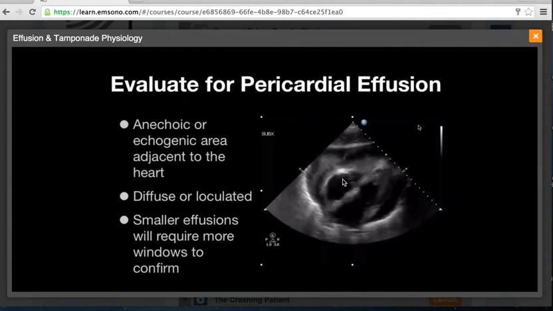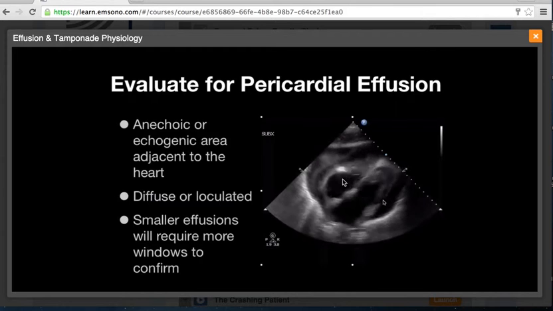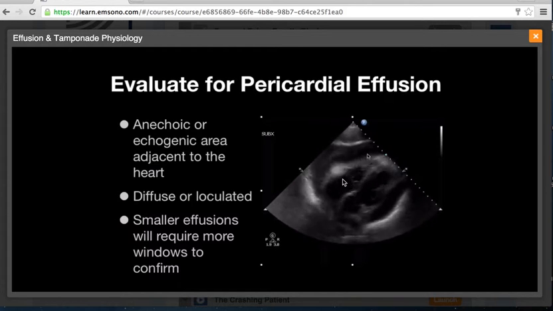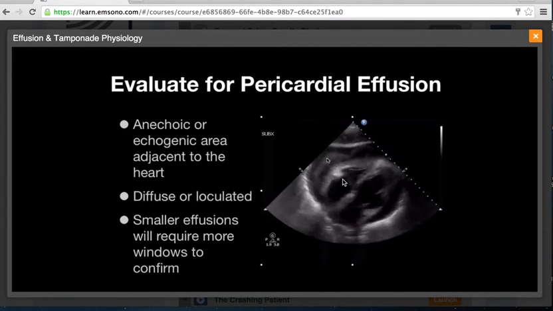To evaluate for a pericardial effusion, you're going to look for the presence of an anechoic or echogenic fluid collection adjacent to the heart. This is a subcostal window in a patient with bacterial pericarditis, and you can see that there's anechoic as well as echogenic areas within the pericardial fluid collection. Remember, these effusions can be diffuse or they can be loculated. In patients who have undergone recent CABG or other open heart procedures with pericardotomy, it's not uncommon to get loculated effusions. In patients with smaller effusions, it may require that you scan multiple windows in order to confirm that it's a pericardial effusion versus another etiology for a surrounding fluid collection.